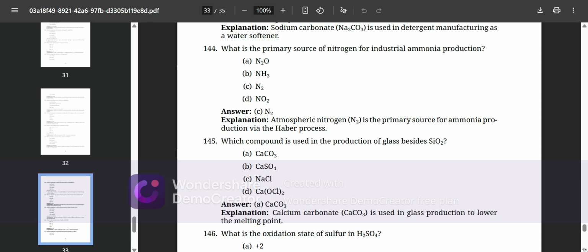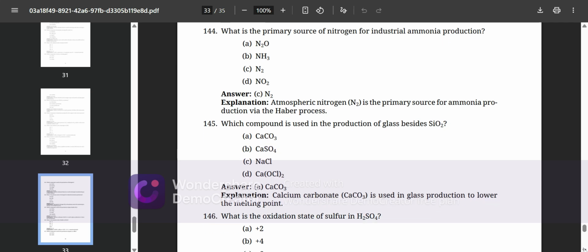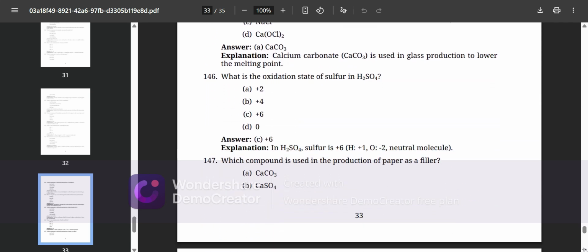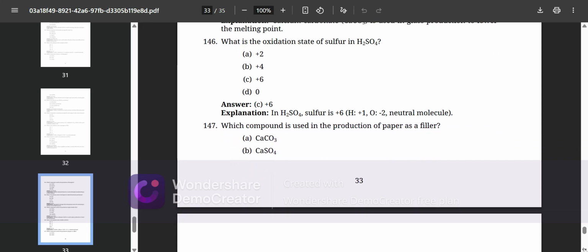Which compound is used in the production of glass besides SiO2? Calcium carbonate. Calcium carbonate, CaCO3, is used in glass production to lower the melting point. What is the oxidation state of sulfur in H2SO4? Plus 6. In H2SO4, sulfur is plus 6. Hydrogen is equal to plus 1. Oxygen is equal to minus 2, neutral molecule.